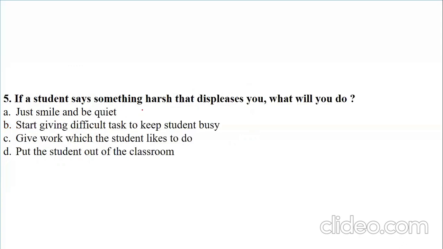If a student says something harsh, in a very impolite manner, that displeases you and makes you unhappy, what will you do? You will just smile and be quiet; you start giving difficult tasks to keep the student busy; give work which the students like to do; or put the student out of the classroom. Now you have to decide what your reaction will be. It is just a child, we have to make him understand, so you can't be tit for tat.